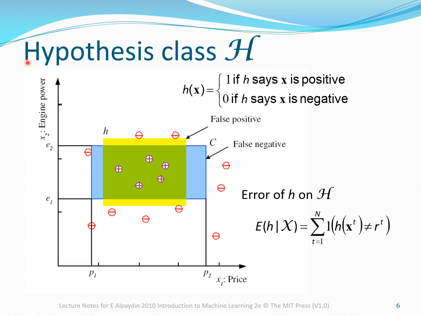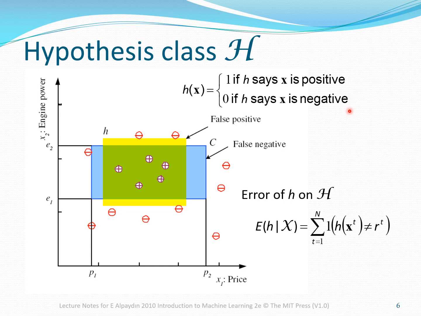Hypothesis class H. The aim is to find h belonging to H that is as similar as possible to C. Let us say the hypothesis h makes a prediction for an instance x such that h(x) equals 1 if h says x is a positive example and h(x) equals 0 if h says x is a negative example.